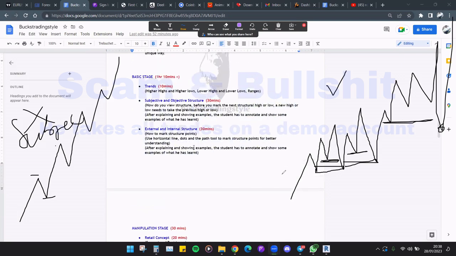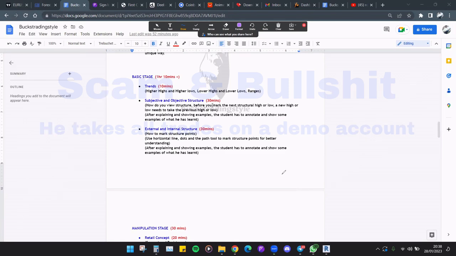Now that is how we mark external structure and internal structure. So even without going deeply into the internal structure, just know that within our trading range right here, everything happening before the break of the range is our internal structure. All of this is internal structure. Do you understand that? Yes.